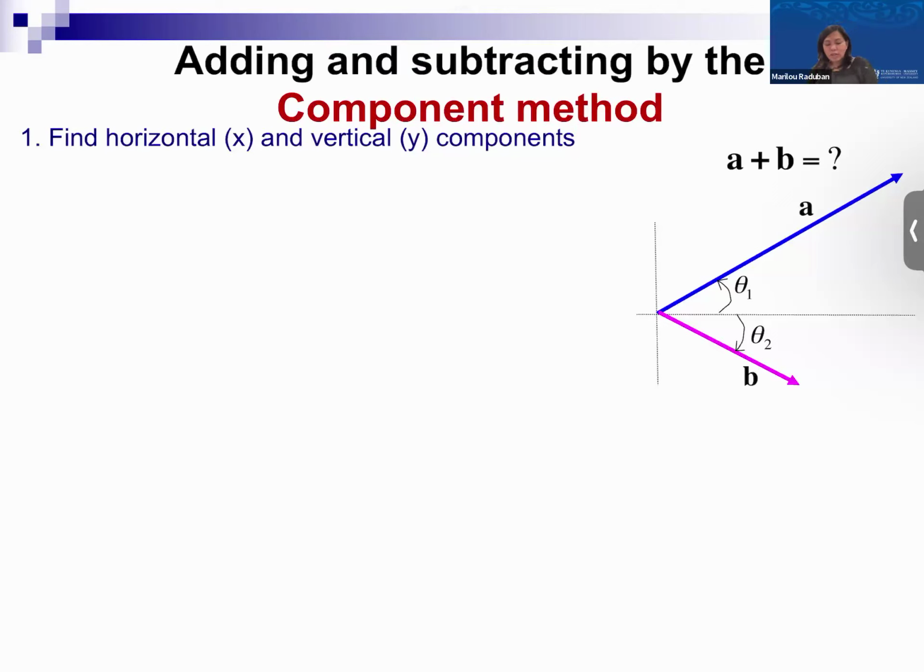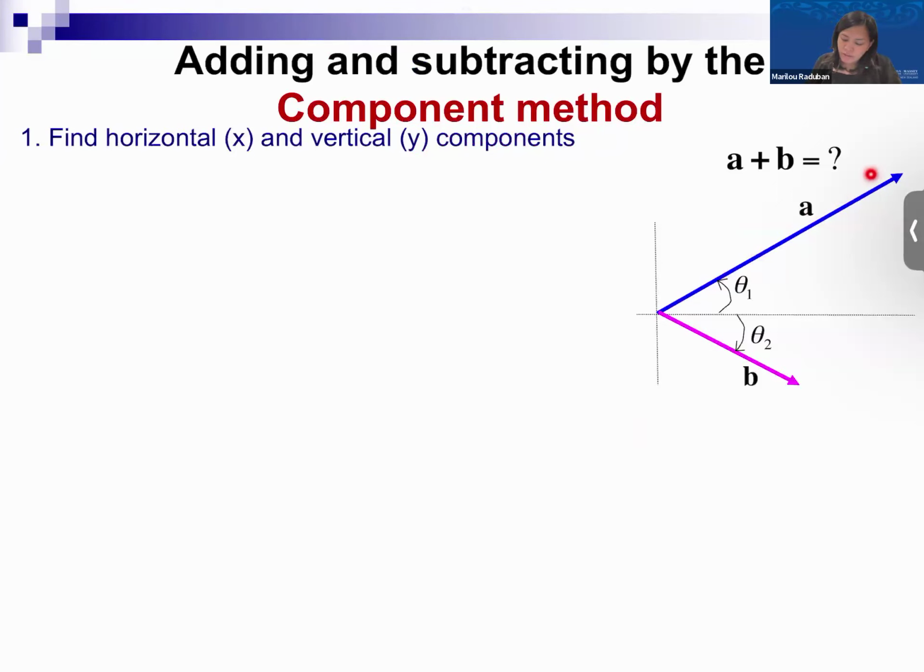Right. So now that we've learned how to get the horizontal and vertical components of a diagonal vector, let's now see how we can add and subtract two vectors using the component method.